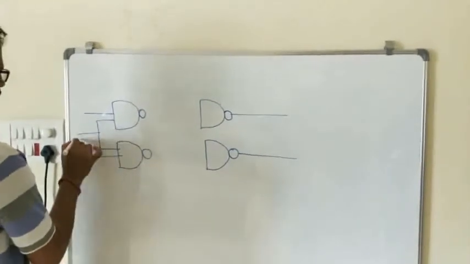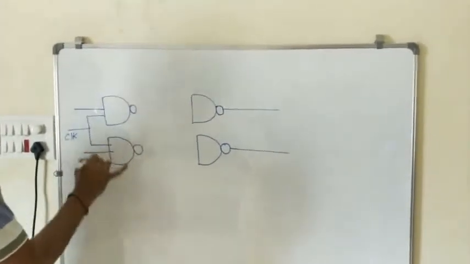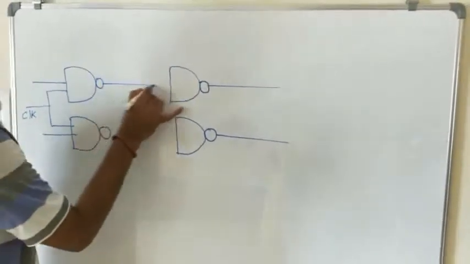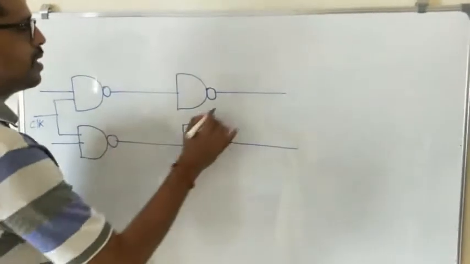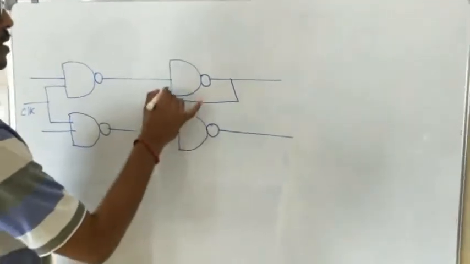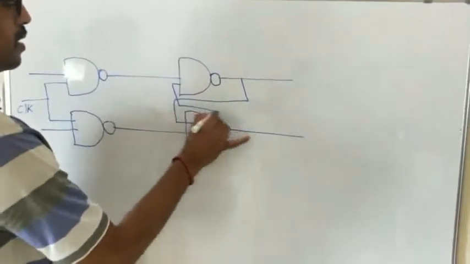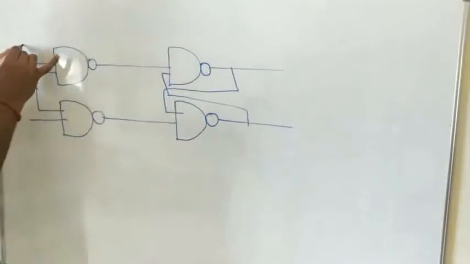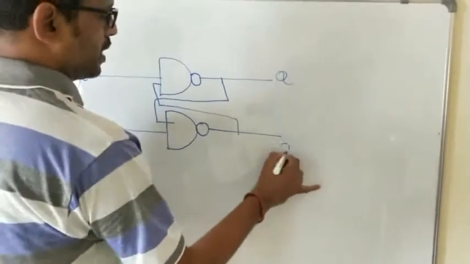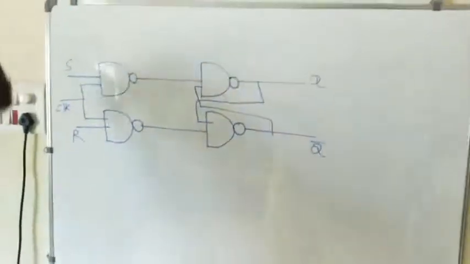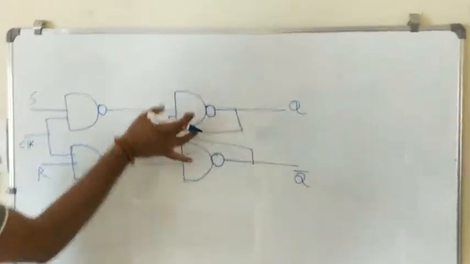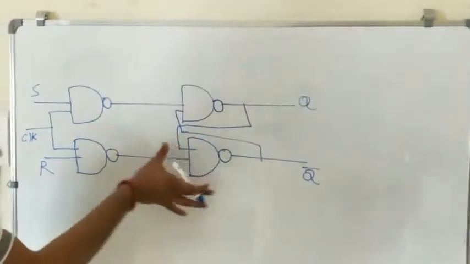This is our clock input. The clock input is combined with both the NAND gates. It is given here. It goes like this. So this is S, this is R, Q, Q dash. If you look at this circuit, it is very simple. This part is nothing but our RS flip-flop.